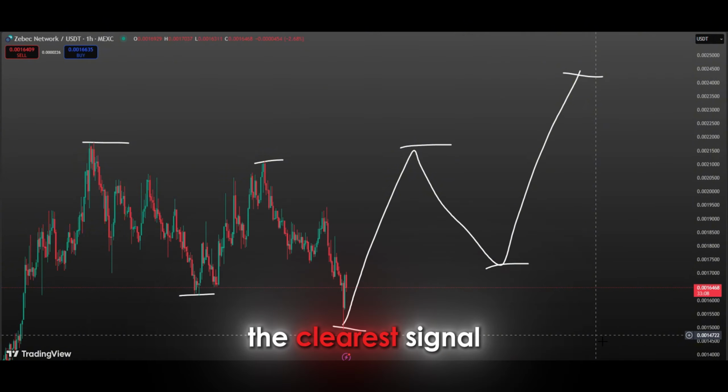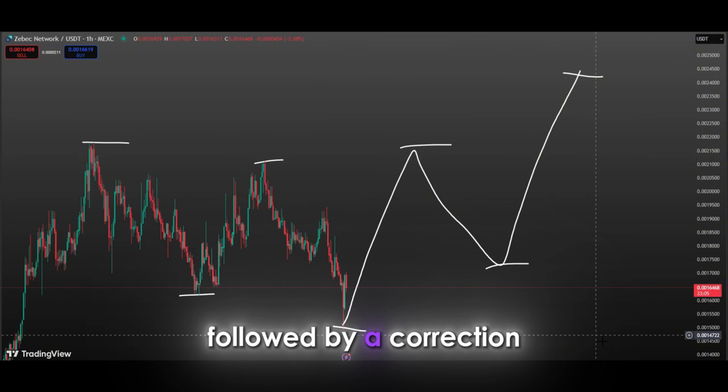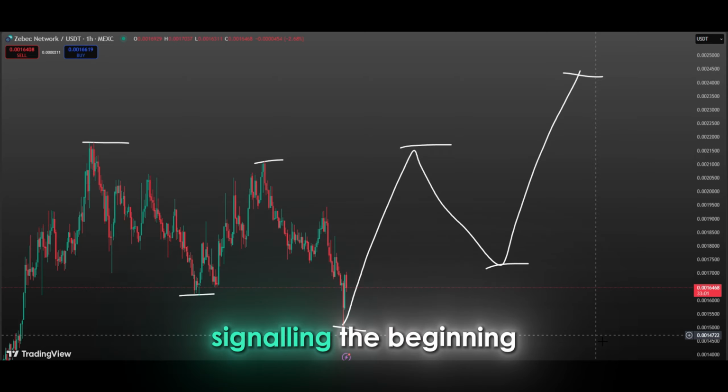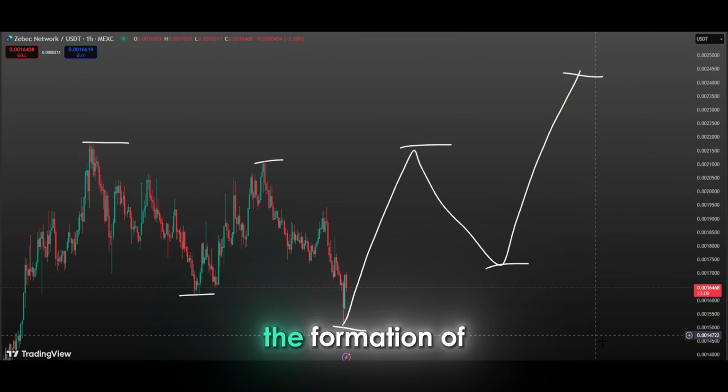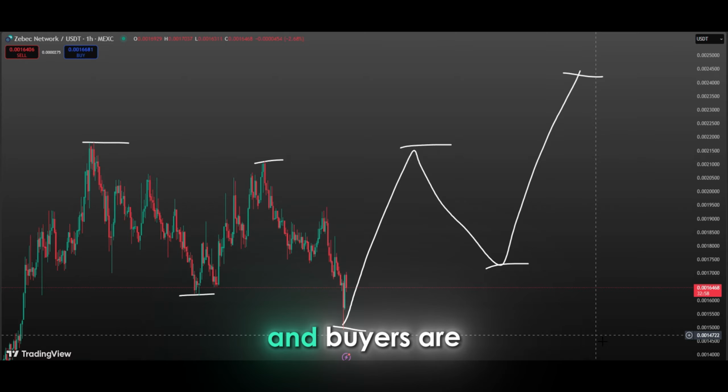The clearest signal of this change would be the price breaking above the previous lower high to form a higher high, followed by a correction that holds above the previous low to form a higher low. In technical analysis, this is called a higher high and higher low structure, signaling the beginning of an uptrend. The formation of such a pattern shows that the market is beginning to shift direction and buyers are becoming more dominant.